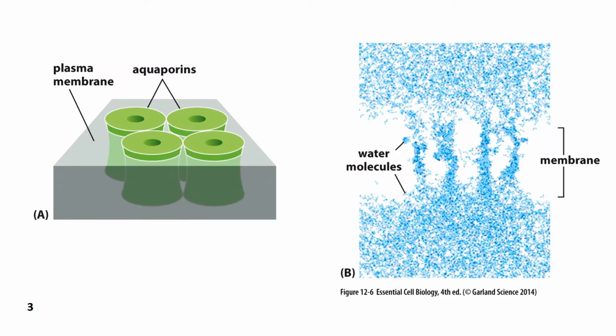Instead, water moves across biologic membranes by the process of facilitated diffusion, meaning that proteins in the membrane facilitate the diffusion of water molecules. The proteins specific to allowing water movement across biologic membranes are known as aquaporins, and there are multiple types of aquaporins dependent upon which cell they're expressed in.